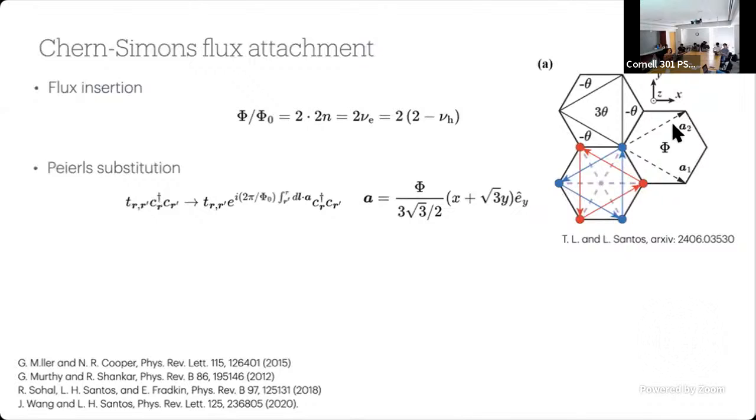Right. But Peierls substitution is just a way of adding the vector potential. It's a way of incorporating the field. Why is it flux attachment? I don't see any attachment in this. I mean, you add flux, but then you spread it out, right? You spread the flux uniformly, and then it becomes like a vector potential. Yeah, exactly. Just like what you do in standard composite fermion theory, after the mean field, of course.